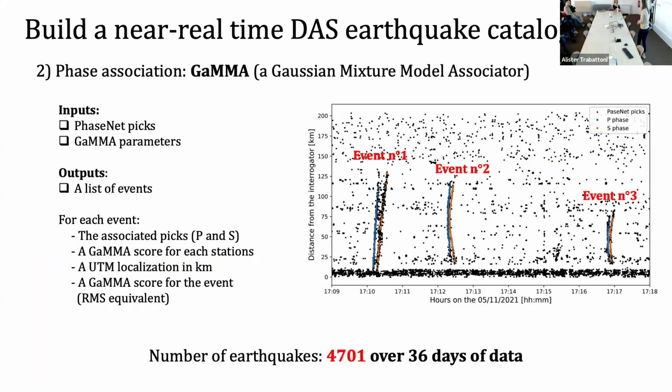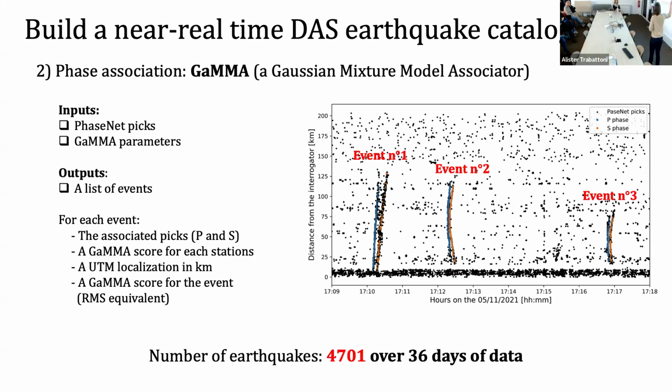And also, the second step of the workflow is to apply a phase associator to those points. So here I chose a GaMMA associator, which is a Gaussian mixture model association. It's an unsupervised machine learning algorithm to cluster points together based on their phase, their picking time, and also the amplitude of the peak.